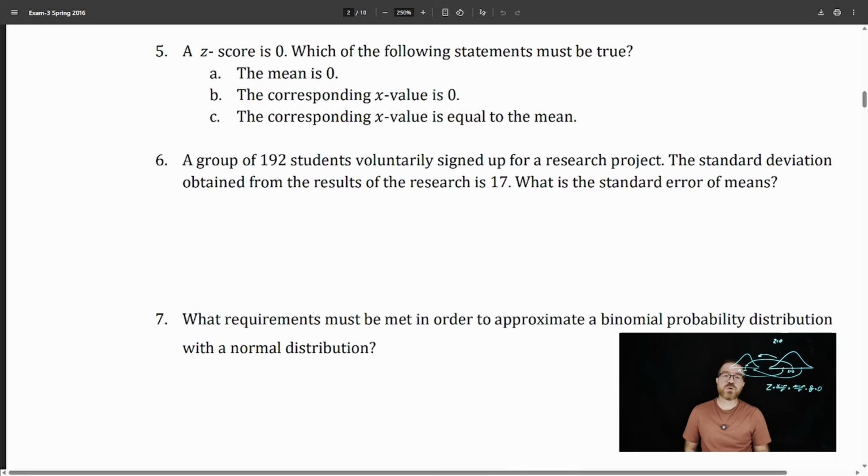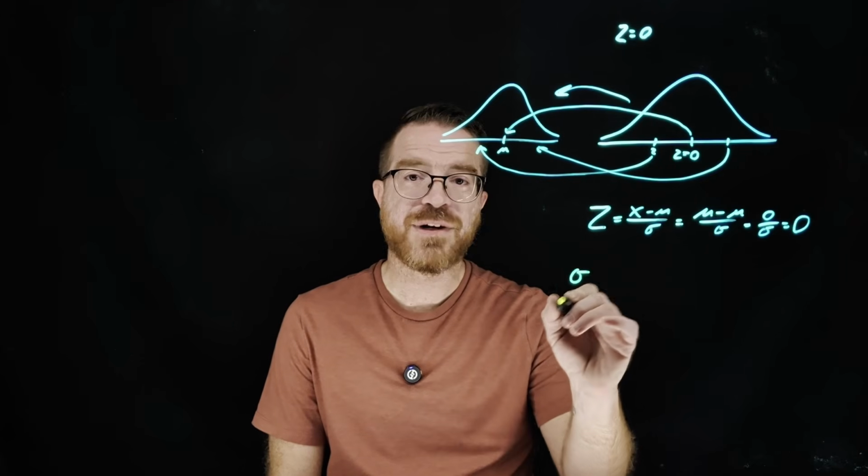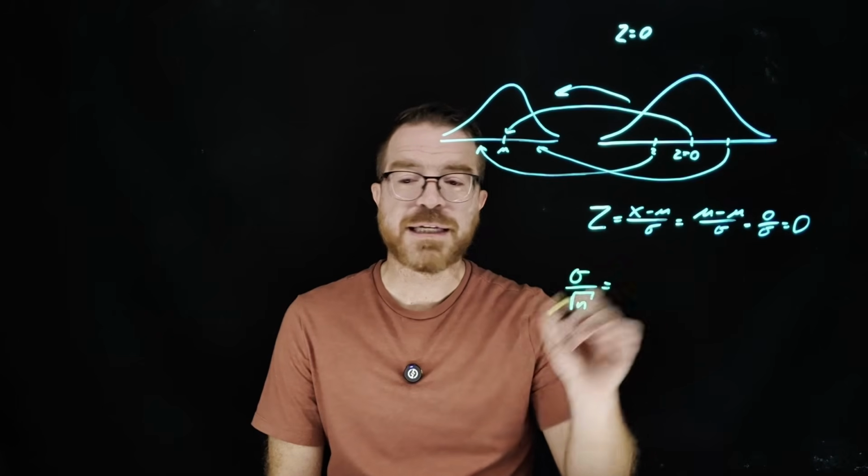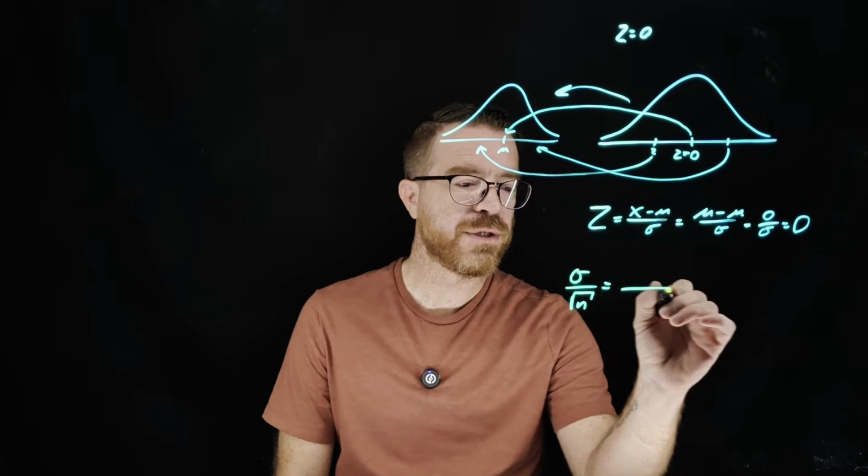Problem 6 says, a group of 192 students voluntarily signed up for a research project. The standard deviation obtained from the results of the research is 17. What is the standard error of means? So standard error of means is just going to be the standard deviation divided by the square root of n. So in this case, we had a total of 192 students, so that's our n.